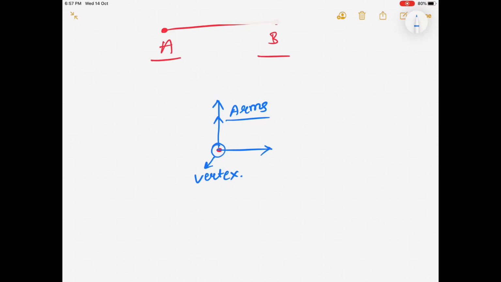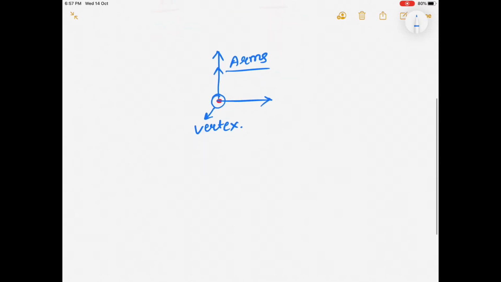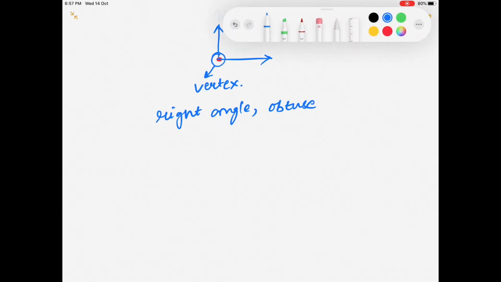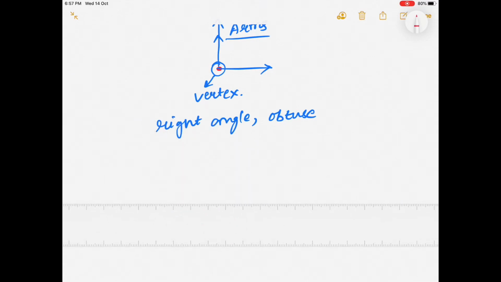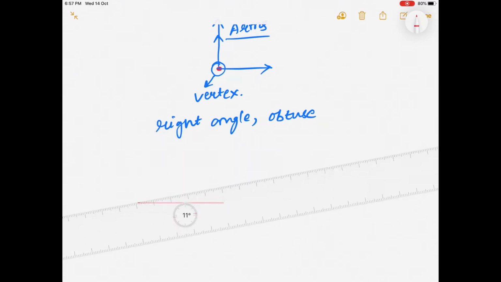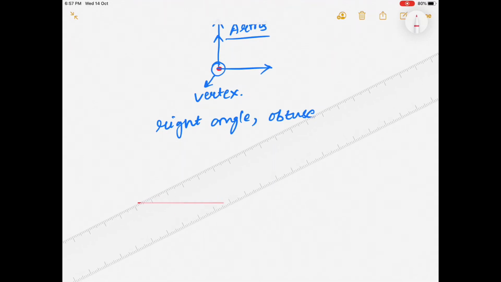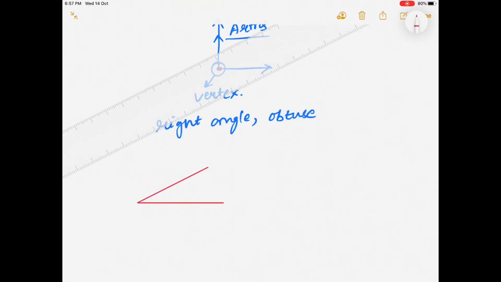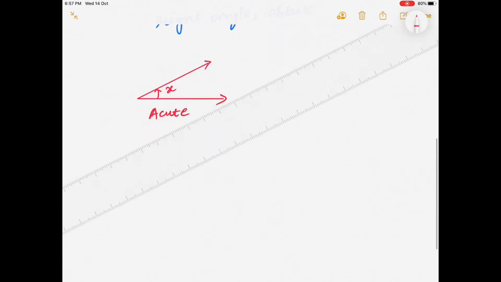We have studied different types of angles such as acute angle, right angle, obtuse angle. Now let's understand these angles in a better manner. First, let's draw an angle like this. These are our two rays originating from the same end point. Now what type of angle are these two rays forming? The angle here will be called as acute angle. This angle is an acute angle.